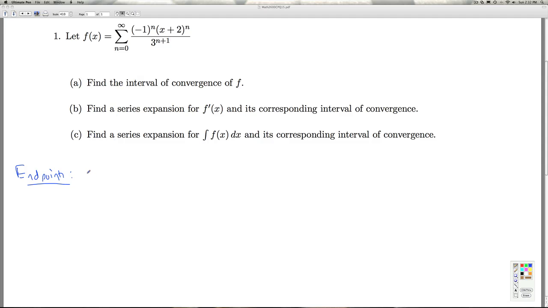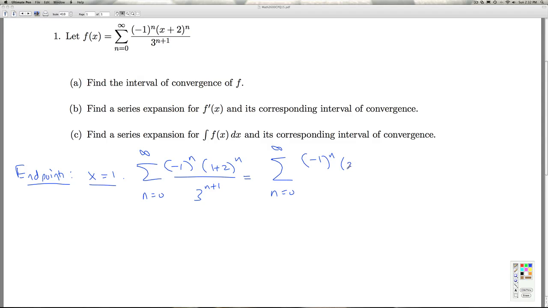The other endpoint was positive 1. So I get the series n equals 0 to infinity, negative 1 to the n, 1 plus 2 to the n over 3 to the n plus 1. This gives me the series n equals 0 to infinity, negative 1 to the n, 3 to the n over 3 to the n plus 1. And I can simplify as before. I can rewrite that denominator as 3 times 3 to the n. And then the 3 to the n's cancel out.